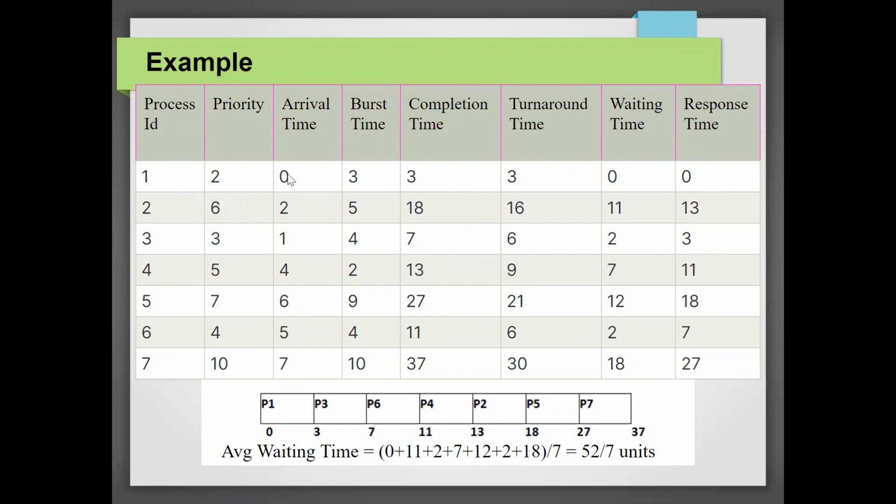Next, I have given the arrival time for each process. Here the process P1 arrived at the time of 0, process P3 arrived at the time of 1, and so on. And also I have given the burst time. These are the inputs given in the question. The remaining things we have to calculate. Here I have calculated the completion time, turnaround time, waiting time, and one more column called response time.